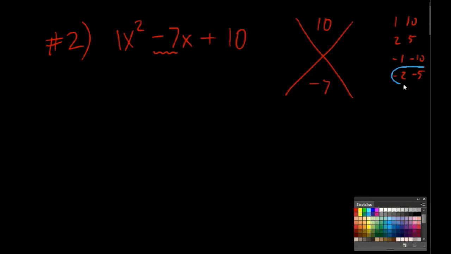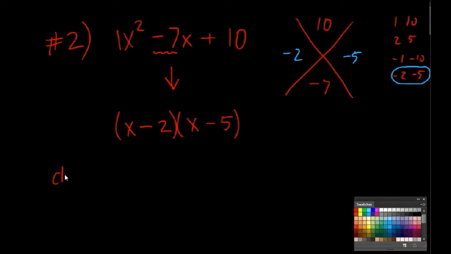And if we look at those, we can kind of figure out that negative 2 and negative 5 are going to solve that puzzle. So my factors are going to be x minus 2 and then x minus 5. We're just taking those numbers and putting them with x. So we need to check.